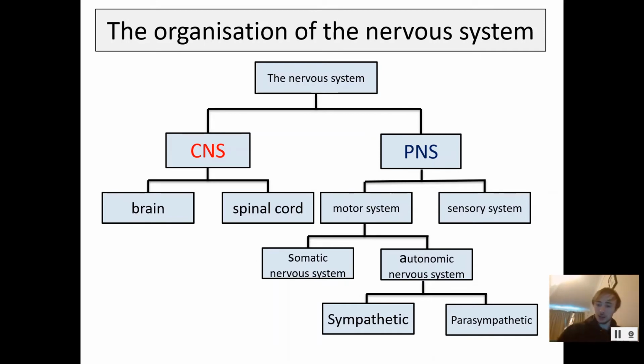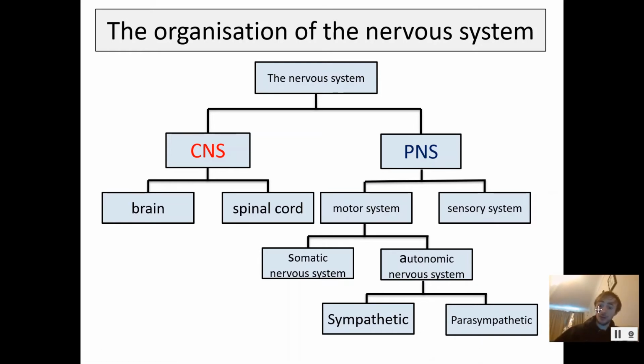But generally, sympathetic nerves will increase the rate of whatever is happening, and parasympathetic nerves will decrease the rate of whatever is happening. Now that's not universal, but generally. An example is the one we're going to look at today, the heart rate. There are sympathetic nerves which are attached to your heart, which make your heart rate increase, and there are parasympathetic nerves attached to your heart. If they're activated, they make the heart rate decrease. So you have different nerves to do different functions.